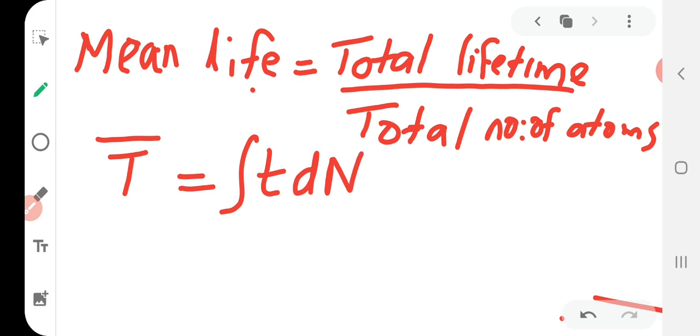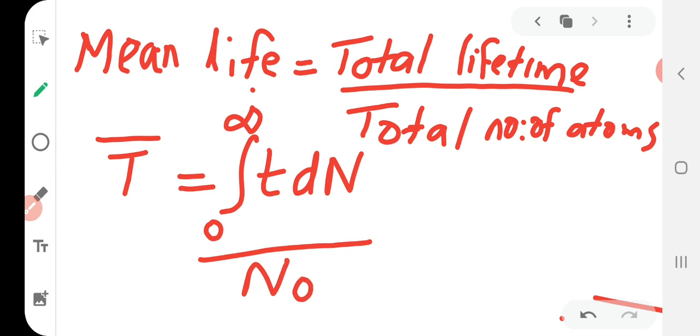And we have said the lifetime varies from 0 to infinity. That is, atoms disintegrating first will have 0 lifetime, and atoms disintegrating last will have infinite lifetime. Divided by the total number of atoms. What is the total number of atoms? That is the number of atoms present initially in the sample, that is N0. So next we have to find dN.